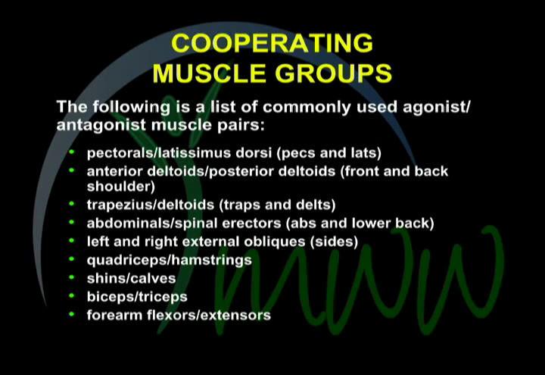The following is a list of commonly used agonist-antagonist muscle pairs. Pectorals and latissimus dorsi, or pecs and lats; anterior deltoids and posterior deltoids, or the front and back shoulder; trapezius and deltoids, or the traps and delts; abdominals and spinal erectors, or the abs and lower back; left and right external obliques, or the sides; quadriceps and hamstrings; shins and calves; biceps and triceps; forearm flexors and extensors.